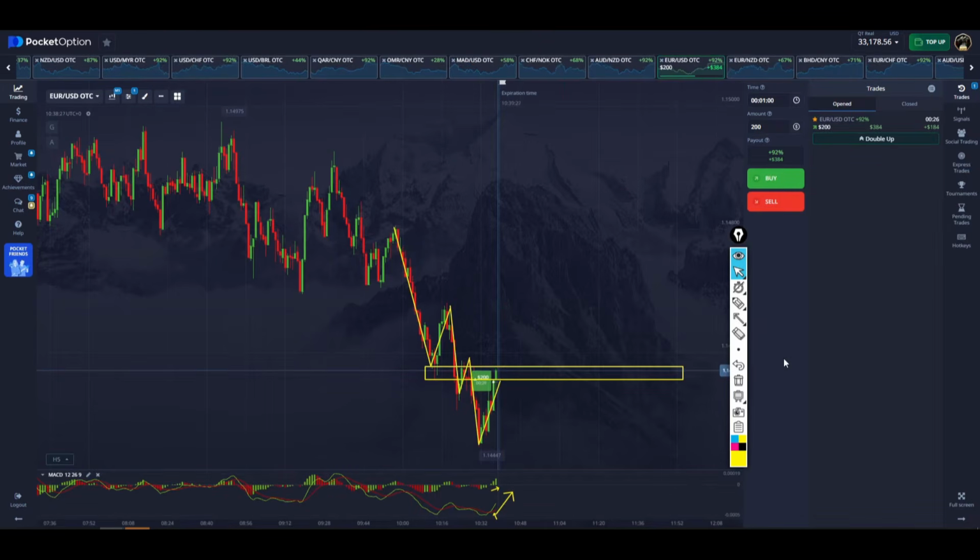I'm starting a new trading session on currency pairs. Today, the market is full of macroeconomic news. So as usual, I'll be trading on the OTC market. I'll be using technical analysis in my work, as well as trading from zones of interest and horizontal levels.